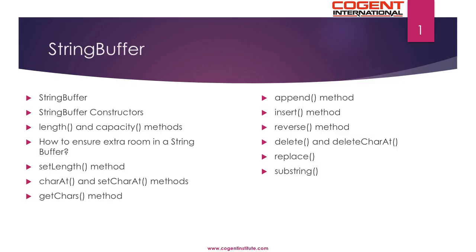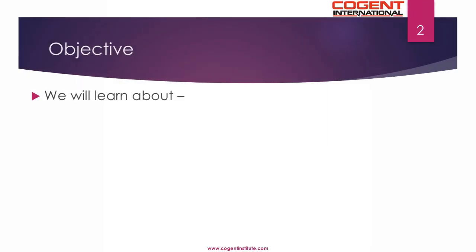We have seen in the string class module that the string class is immutable. Once a string object is created, it cannot be modified. But when we work with strings, more often than not, they need to be manipulated. String manipulation is better performed using StringBuffer or StringBuilder classes. In this module, we will take a look at the StringBuffer class in detail.